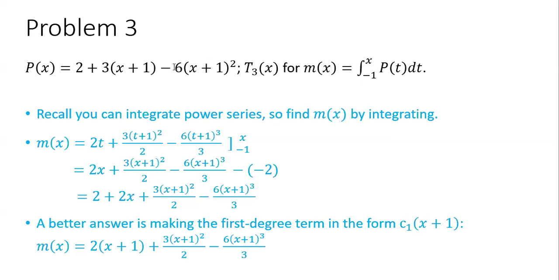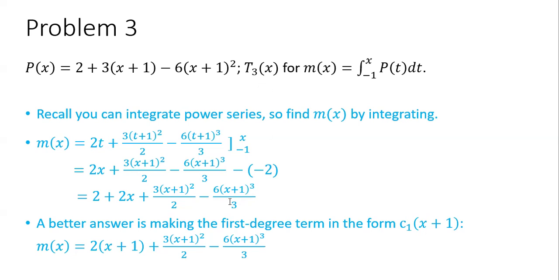Okay, we know how to integrate this. It's just power rule. It becomes 2t plus 3(t plus 1) squared over 2 minus 6(t plus 1) cubed over 3, evaluated from negative 1 to x. We found the antiderivative, and we're going to use the fundamental theorem of calculus. Plug in the upper bound minus plug in the lower bound. That's what happened here. And if we simplify, this is our answer. This is our m of x. And coincidentally, or maybe it was intended, it's already a third degree polynomial. So that's our answer.